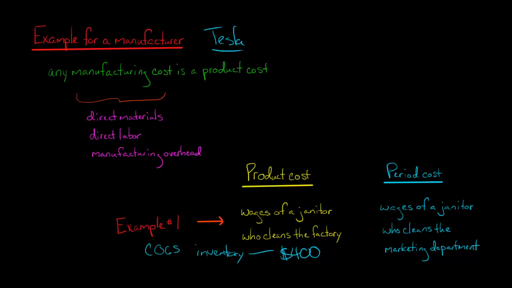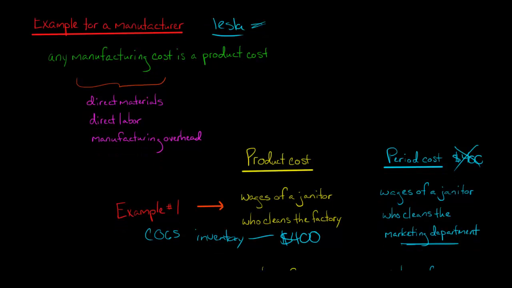Now, same company, Tesla, a manufacturer, and we've got a janitor who is cleaning the marketing department. If they're cleaning the marketing department, that is going to be a period cost. Even though Tesla is a manufacturer, its marketing department is not involved with manufacturing the product. So if you pay the janitor $400 for some work related to cleaning the marketing department or the accounting office or HR, something like that, it's not a manufacturing cost. It's not related to the factory or manufacturing the product, so it's going to be a period cost. So this $400 is not going to go to inventory. You're just going to expense it and say, okay, wages expense and so forth.